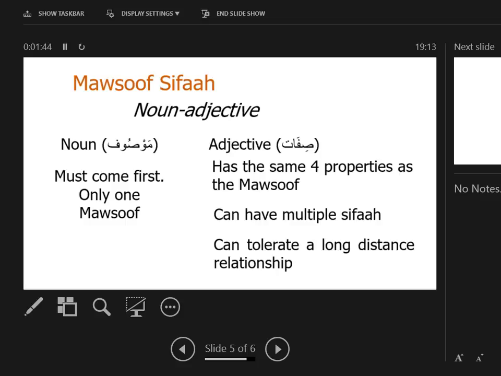Okay, what does it mean? It means the fragments can be separated. If you put some word in between that isn't related to the Mawsoof-Sifah, but it is still in the sentence, it is still called Mawsoof-Sifah. So only one noun and multiple sifat, even if the sifat is not directly beside the Mawsoof. So it can be kept at a long, long distance. So that's the concept for Mawsoof-Sifah.